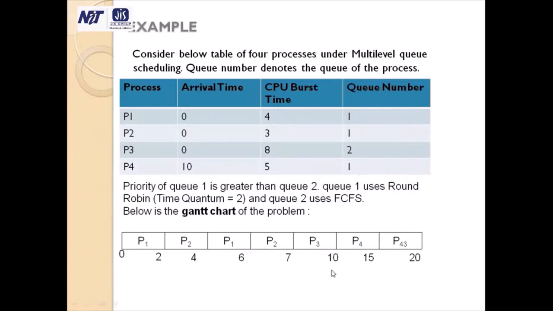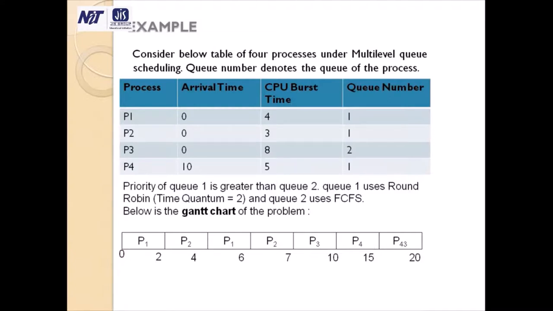So what happened then? Ready Q1 has higher priority than ready Q2. So the CPU switches from P3 to P4. At 10 milliseconds, the CPU switches from P3 to P4. And P4's execution time is 5 milliseconds. So it executes, after that P4 terminates.